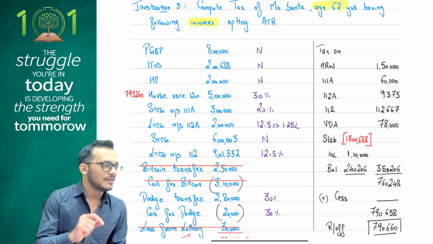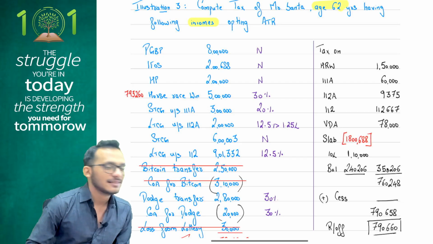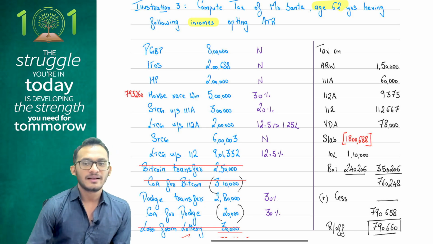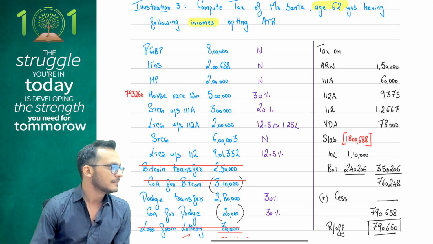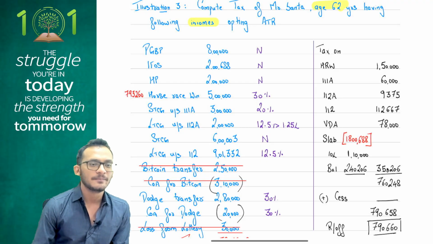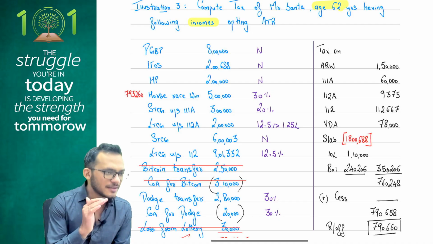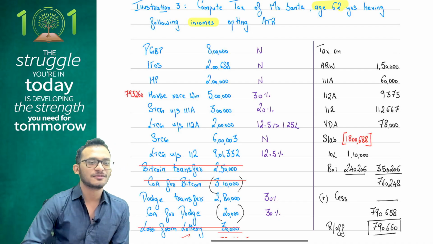Yes, so the new concept you have learned in this question, people, is that when you have rounding off issues, rounding off with special incomes, the round off takes place in slabs. The round off takes place in slabs. Are we clear? Yes.